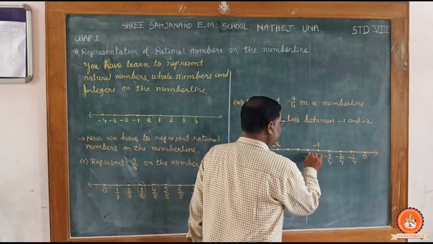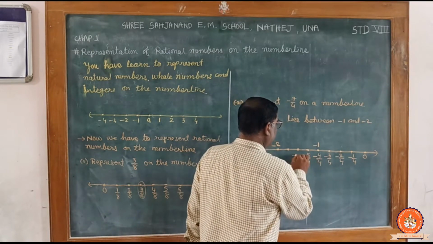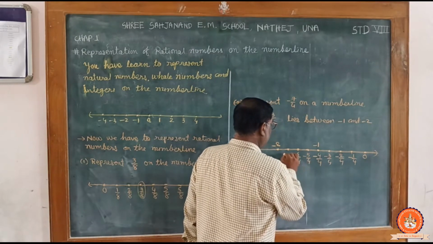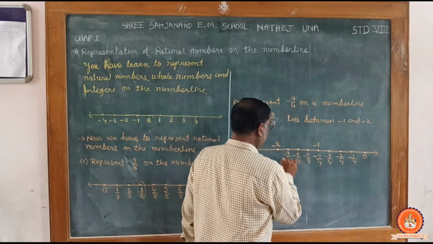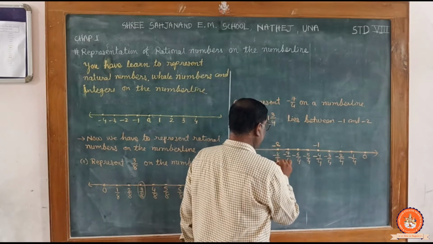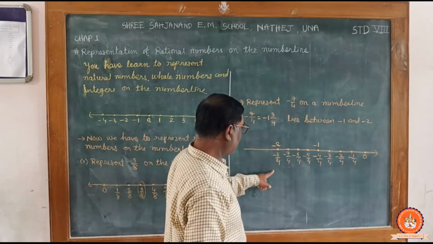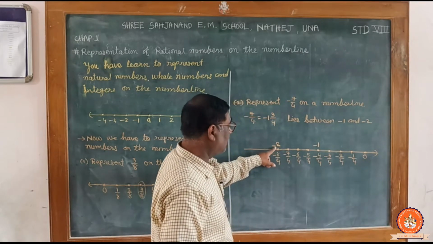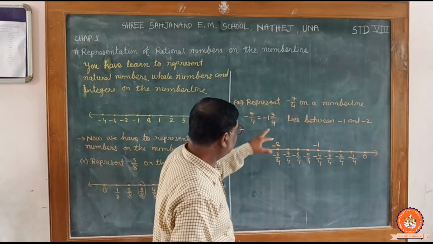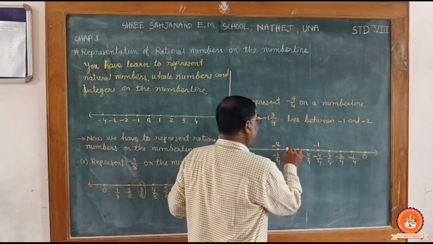It's minus 5 upon 4, minus 6 upon 4, minus 7 upon 4 and minus 8 upon 4. So minus 8 upon 4 will represent minus 2. Now find out where our number is. Minus 7 by 4. Here it is.